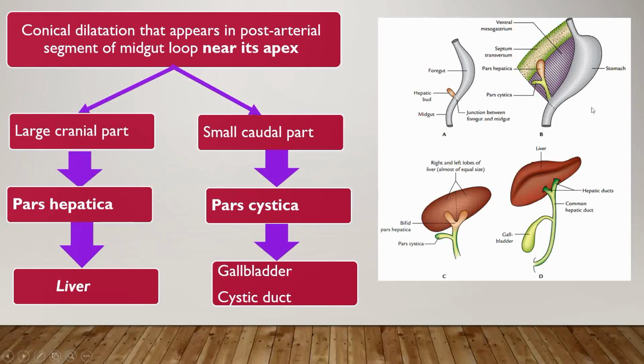Now you can see here this endodermal bud, which is known as the hepatic bud, has two parts: a large cranial part and a smaller caudal part. The large cranial part forms the pars hepatica and the smaller caudal part forms the pars cystica. The pars hepatica is going to form the liver, and the pars cystica is going to form the gallbladder and cystic duct.